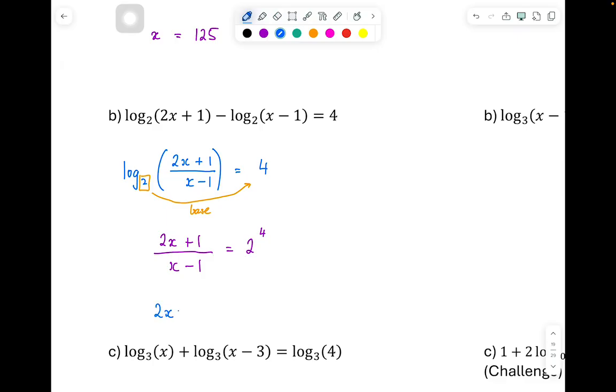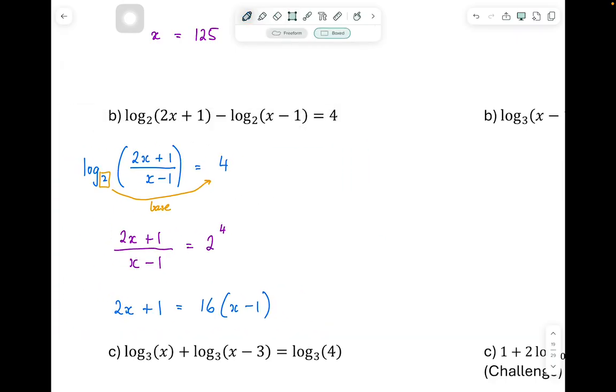We're going to continue on here. So 2x plus 1. We're going to move this denominator, x minus 1, to the right-hand side. In the meantime, I will also evaluate 2 to the power of 4, which is 16. So we've got 16 times x minus 1. I'll just move this over a bit because we're going to take this up now and continue it in the next column.